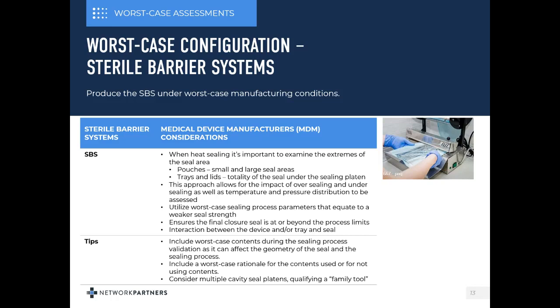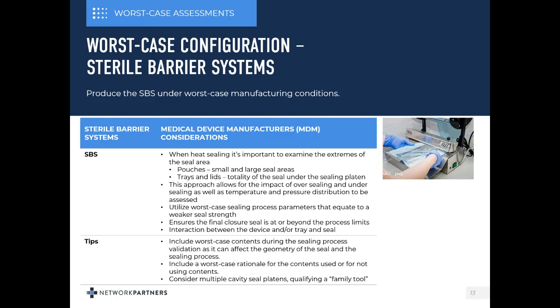So these are kind of just watch outs that you want to be mindful of as you go through and you're doing all this wonderful work for your projects. You also want to include the worst case rationale for the contents used. So if you have a family of products and they're all very similar in geometry, or heavier, what I like to do is show pictures in my protocol and then just describe why this is going to be worst case, why this is going to be chosen for this type of process.